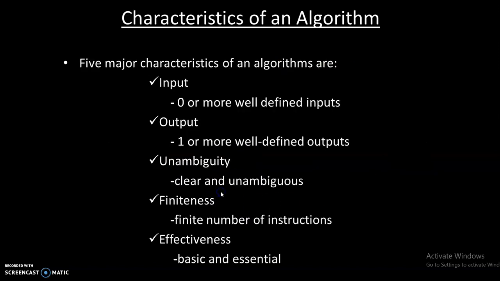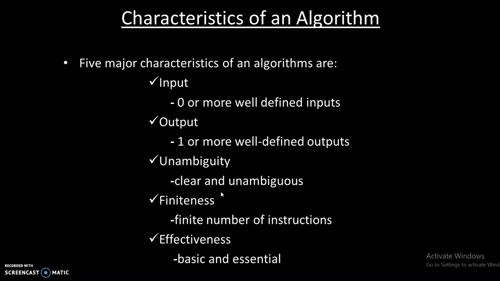So the next topic which we are going to see is the characteristics of an algorithm. So in this topic, let's see what are the features or the qualities that an algorithm should possess. So there are 5 major characteristics. The first one is input and the second one is output, then unambiguity, finiteness, and finally effectiveness. And let's see somehow clearer.